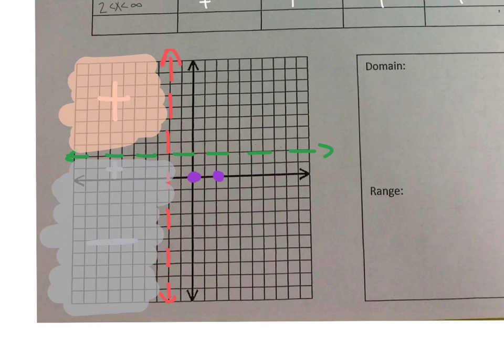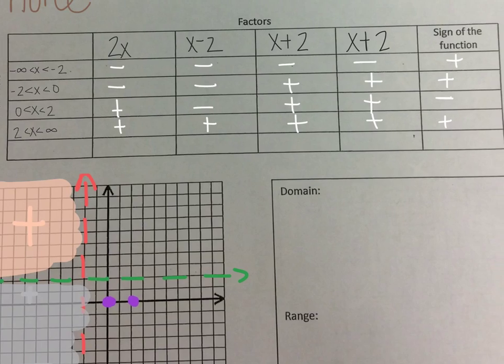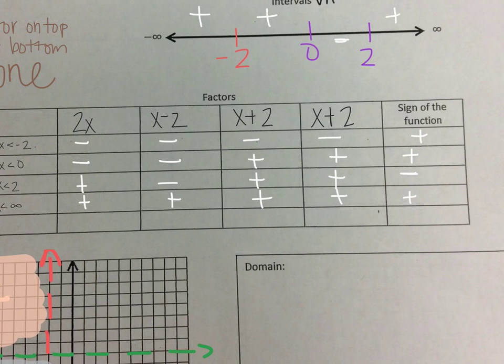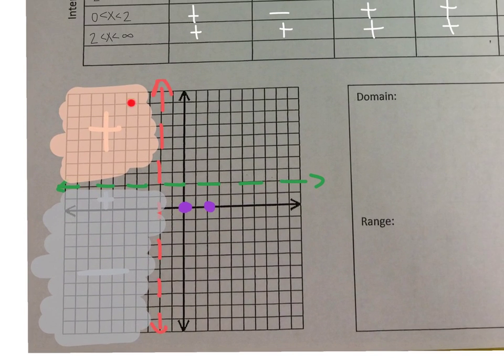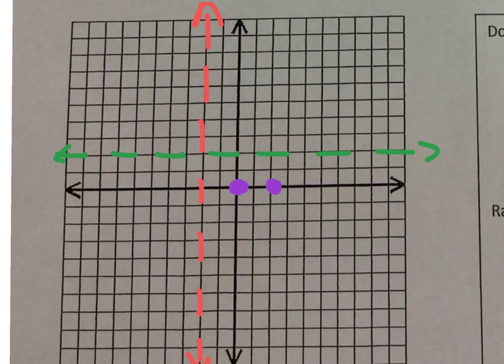So if this graph is supposed to be positive on this interval, which it is, because notice it says from -infinity to -2 it's positive, that means that it has to be in this top part, in this pink part here. So when I graph my function, it's going to be like this. And you are always welcome to use your Desmos or a graphing calculator to help you decide what the function should look like in that interval.